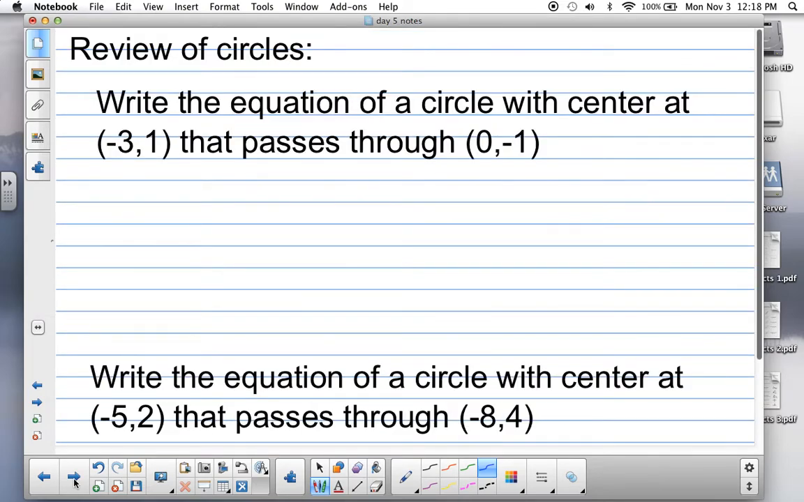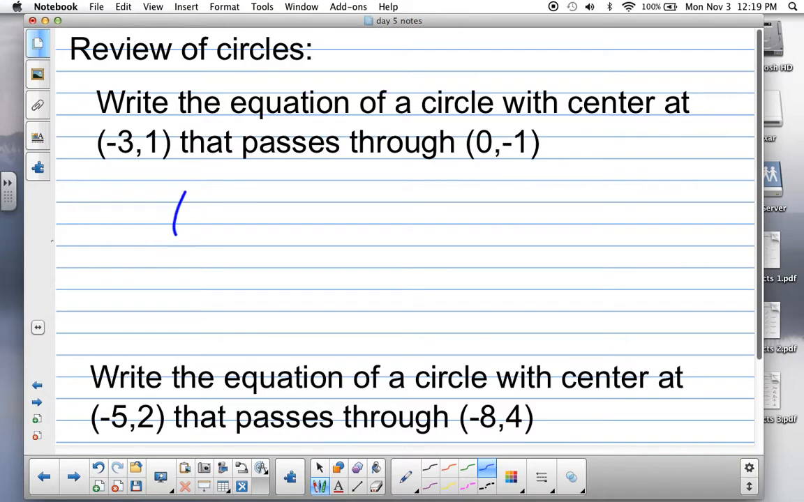Big idea number 2 is just to review circles again. We've spent a little bit of time talking about circles in the complete the square portion. So I just want to show you these 2 examples that ask you to write the equation of a circle with a certain center that passes through a certain point. You did do this last year in geometry, and you typically would have used the distance formula to find the radius. But I want to show you a different option.